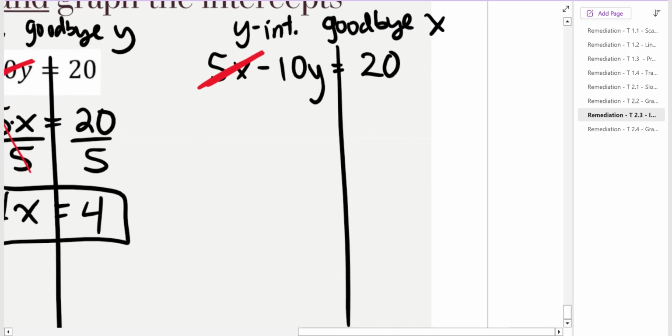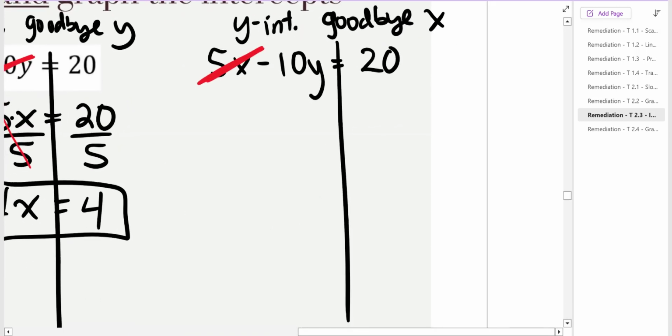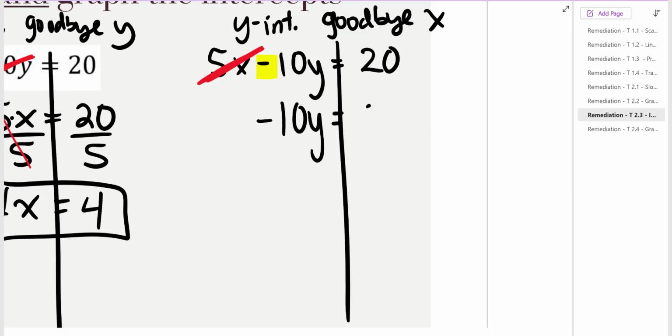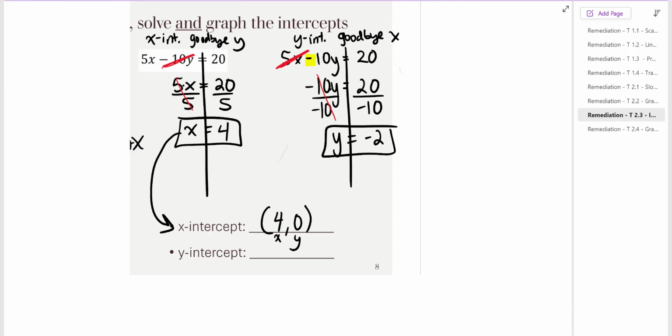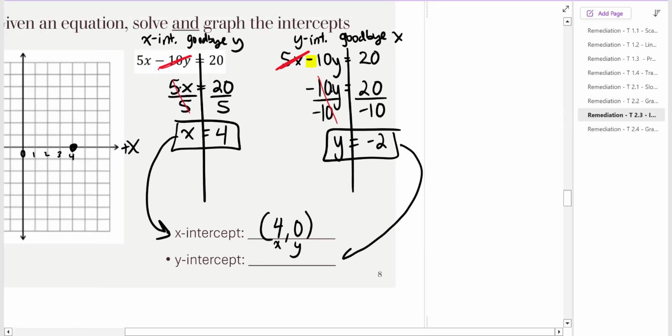Okay, now for the y-intercept. Do not forget the negative. Okay, this is multiplication. Opposite is division. And then goodbye, negative 10. So we have y equals negative 2. And that is the y-intercept.